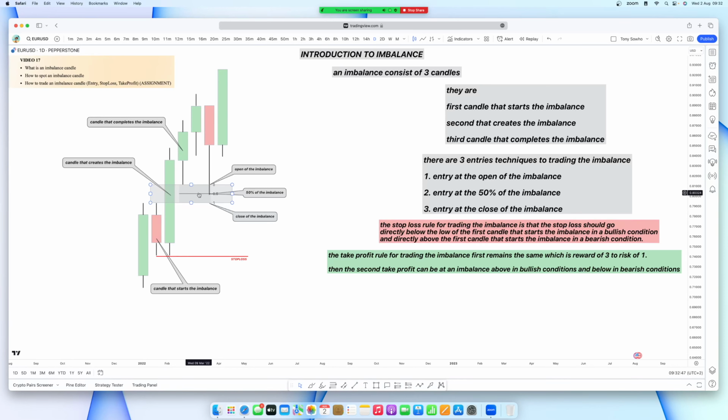First TP, 1 to 3, and then external profits. So now let us go to examples and let me show you some examples on the chart. Let me just take a quick screenshot of this.